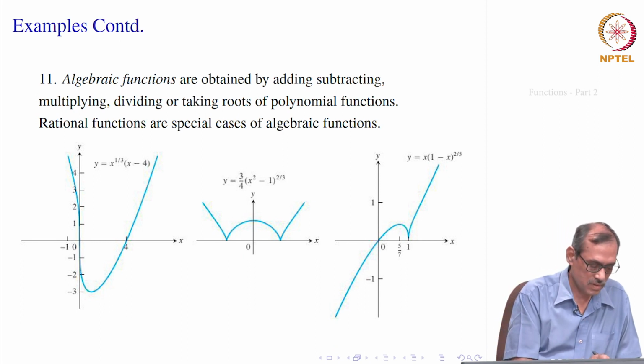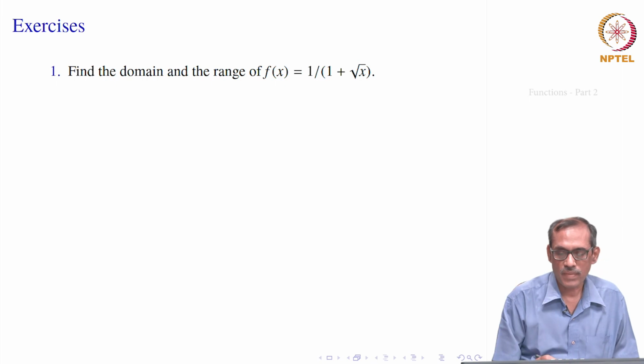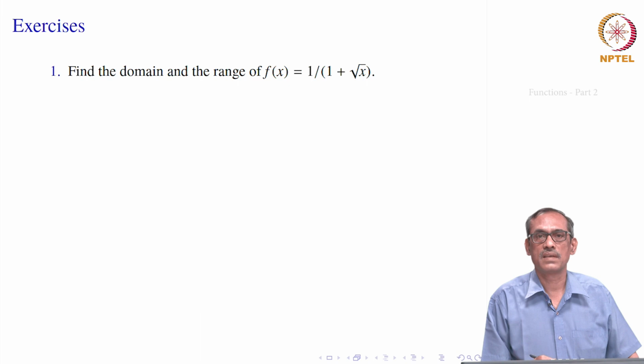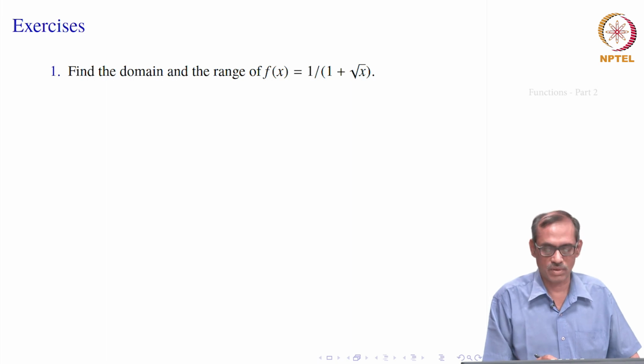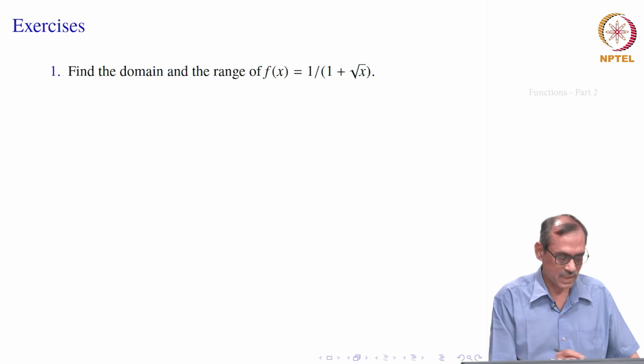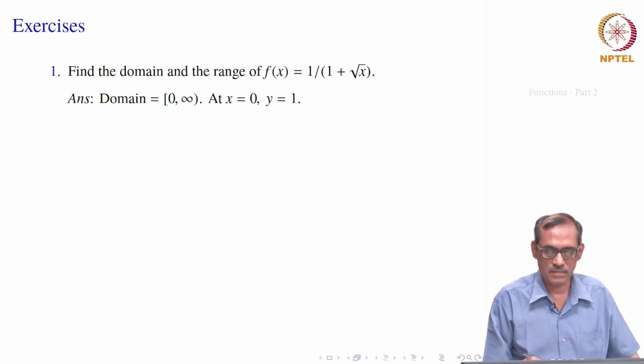Okay, so maybe we should try some problems now. As I told, sometimes we will just give the formula for f(x) and try to see what could be the domain where this function can be defined, and then what could be the range. For example, here is one. We are asked to find the domain and the range of this function, which is given by the formula f(x) = 1 divided by (1 + square root of x). First, we should find out where it is not defined and then see what happens.